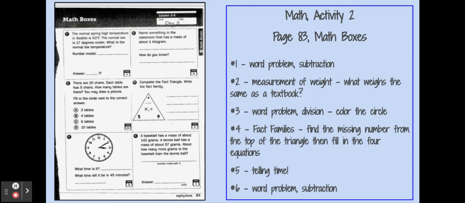Page 2 is review of skills and math boxes. There are 6 of them today. Number 1 and number 6 are both word problems where they'll have to do some subtraction. Number 2, they're looking for something that's the same weight as a textbook, 1 kilogram. Number 3 is division in a word problem, coloring in the bubble with the correct answer. Number 4 are fact triangles. They're going to find the missing number on top and write the 4 equations that go with it. And number 5 is asking about time.